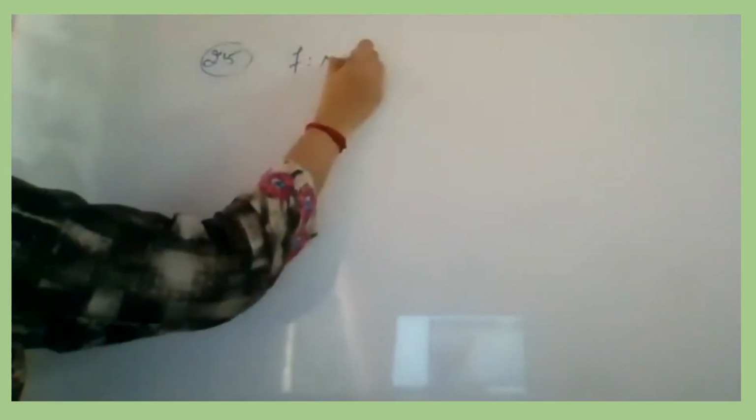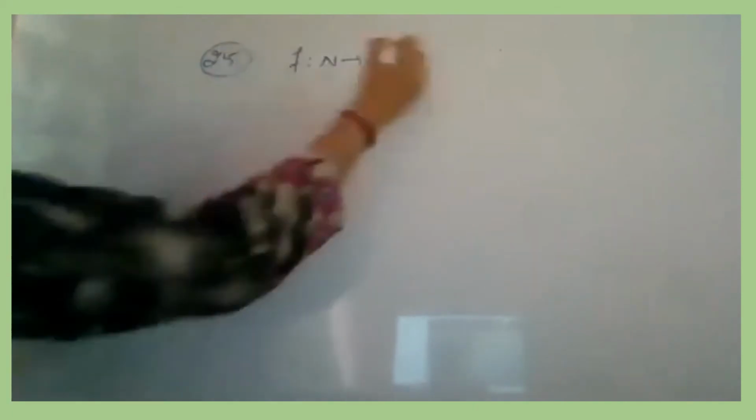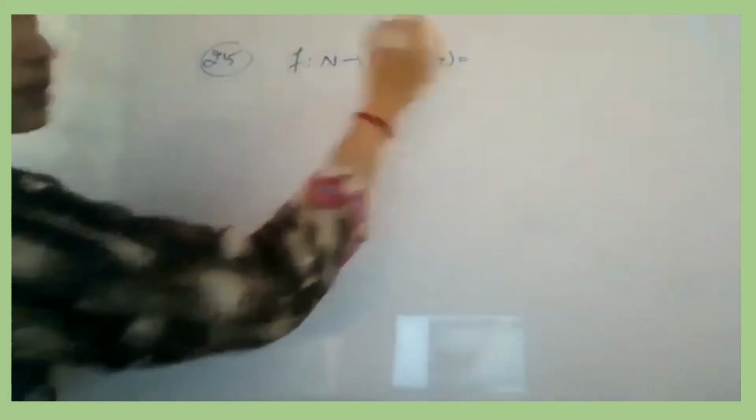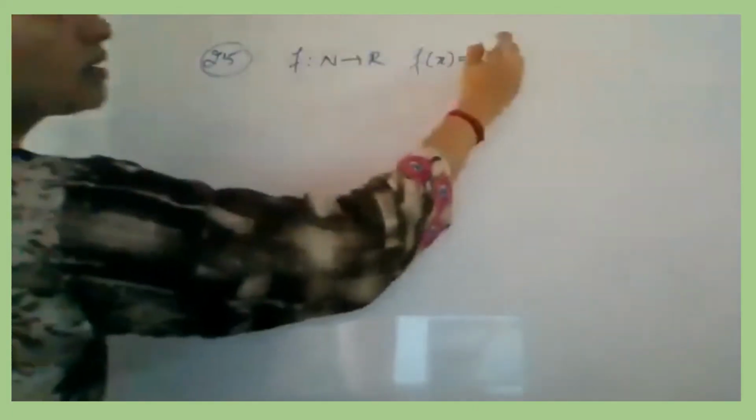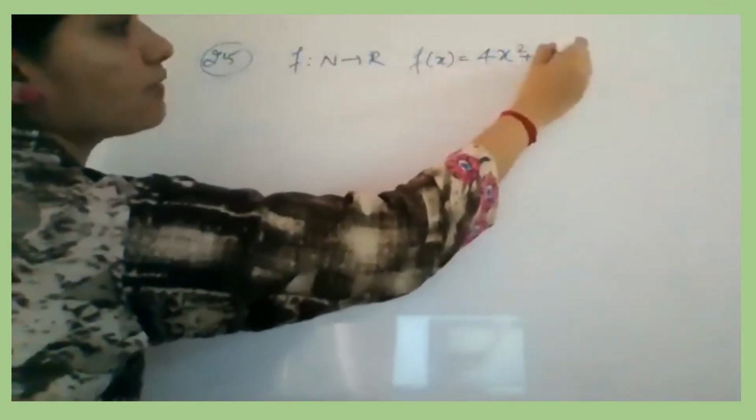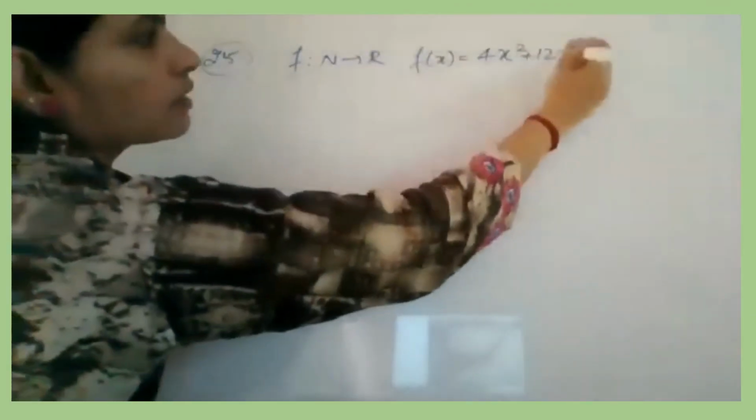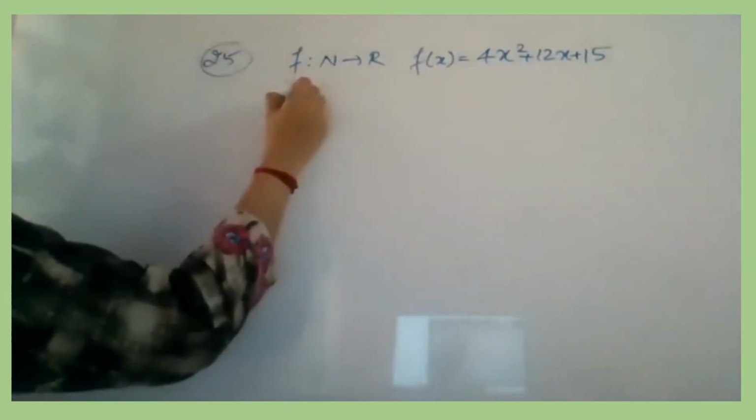Okay. Let f from n to r be a function defined by f of x is equal to 4x square plus 12x plus 15. And you have to again show that f from n to s.